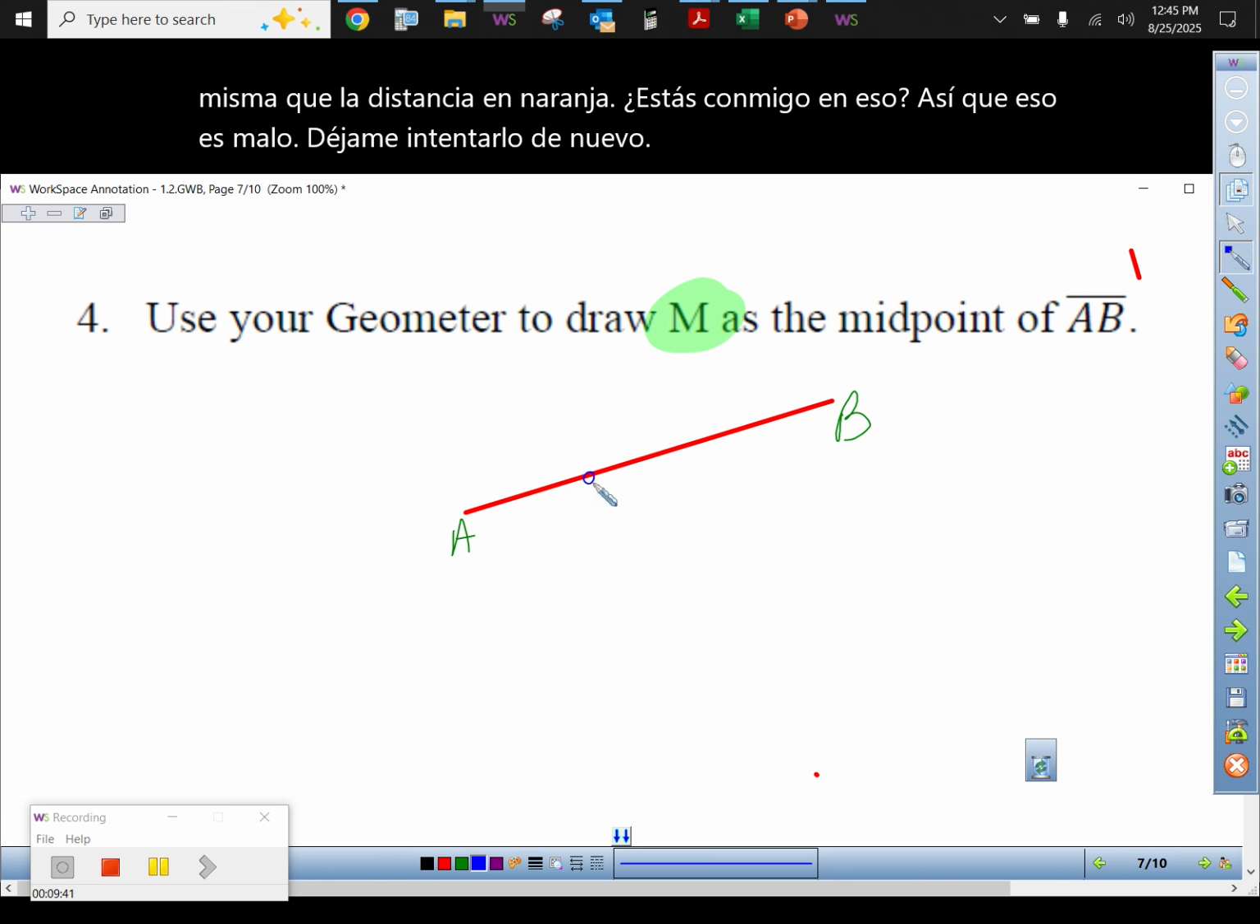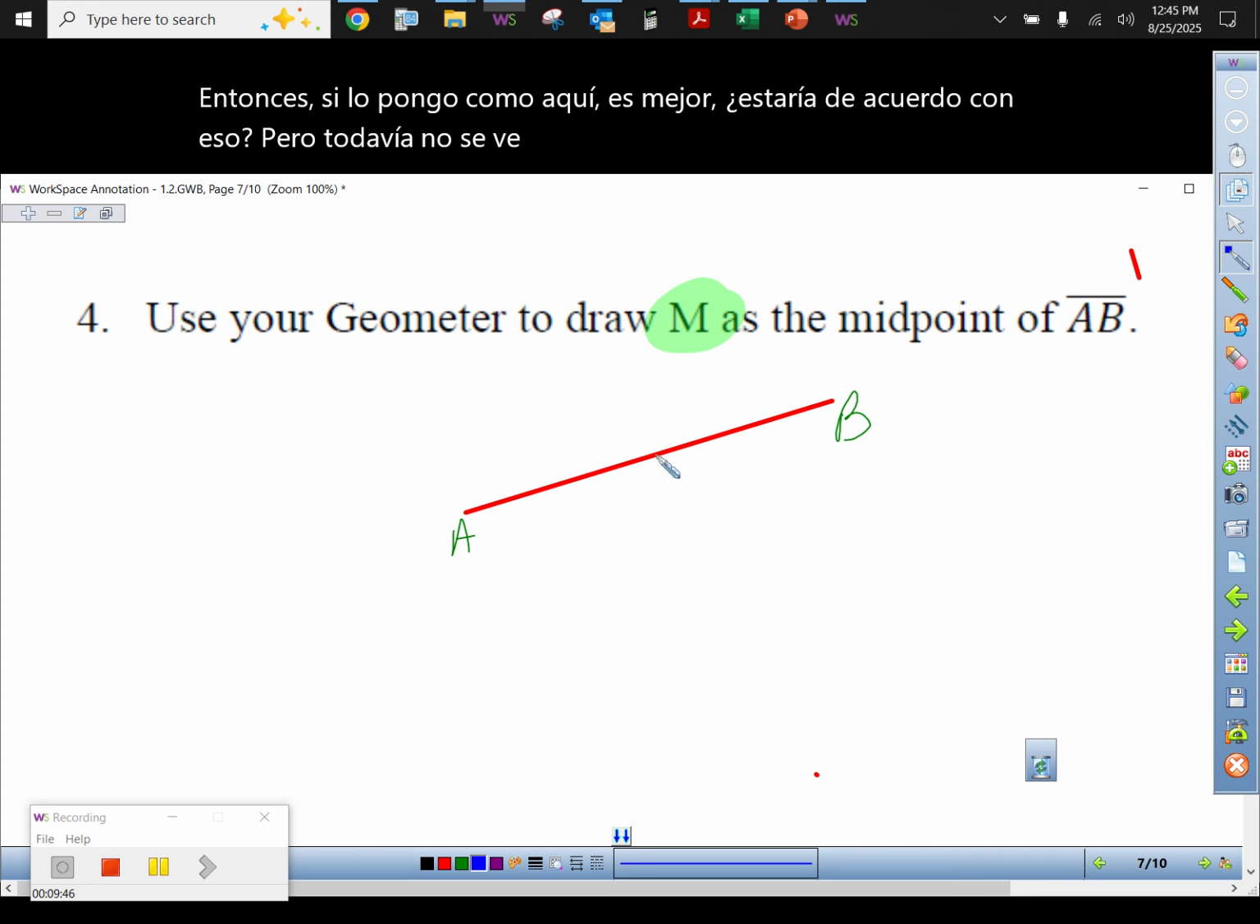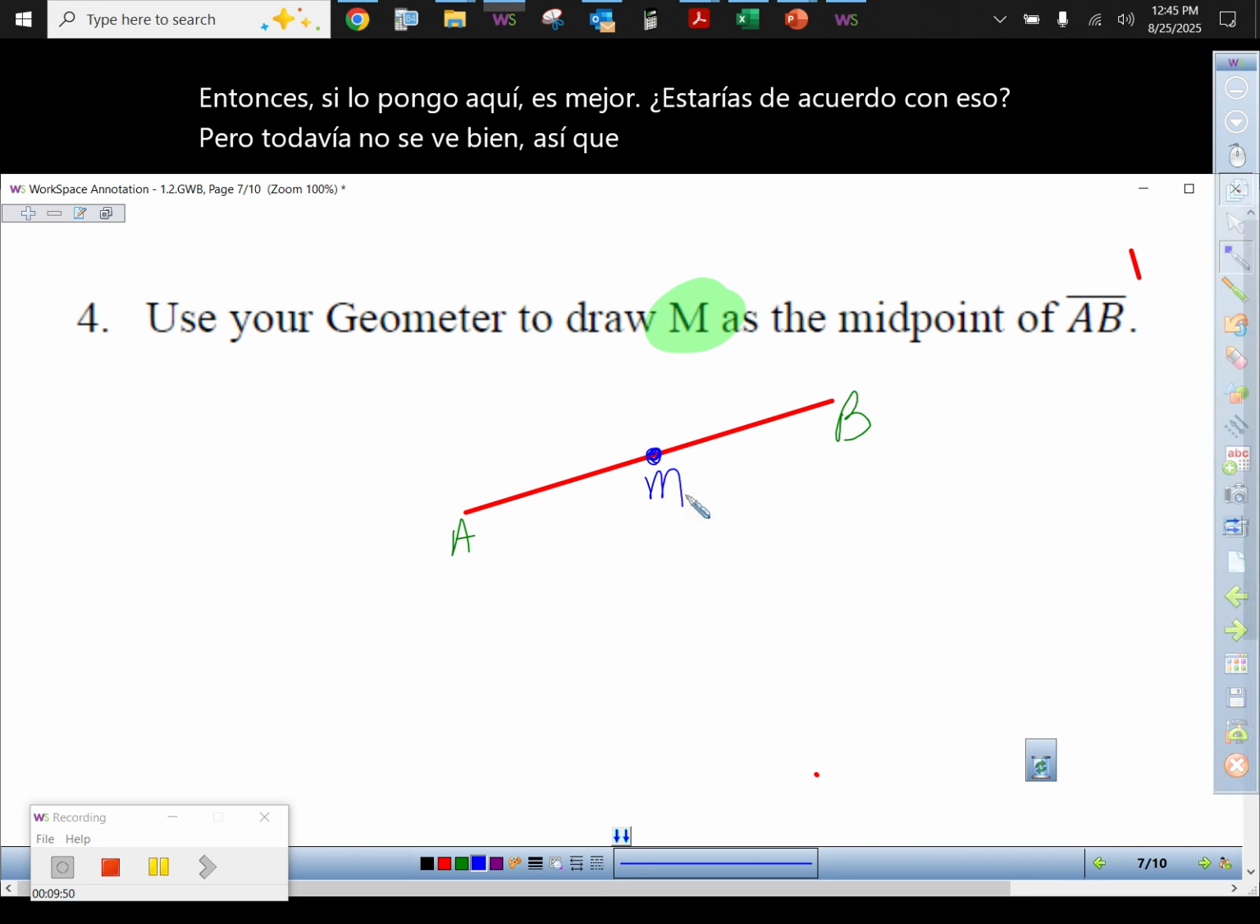So if I put it like here, that's better. Would you agree with it? But it still doesn't quite look right. So I'll do this. Put it right there where you feel is the middle. I do not need you to use your ruler to measure it, right? We're going to put it close to the middle, but that's not good enough.